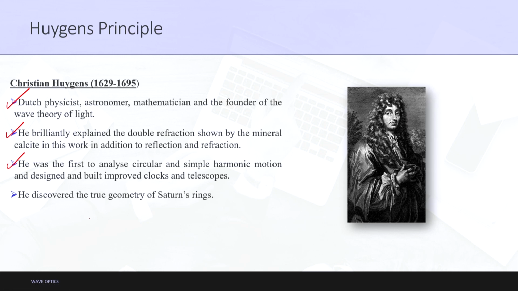And next he discovered the true geometry of Saturn's ring. So, for Saturn's ring, a complete analysis was done, complete equations were formed, and finally Huygens was the first one who discovered the true geometry of Saturn's rings. So, let us move on.